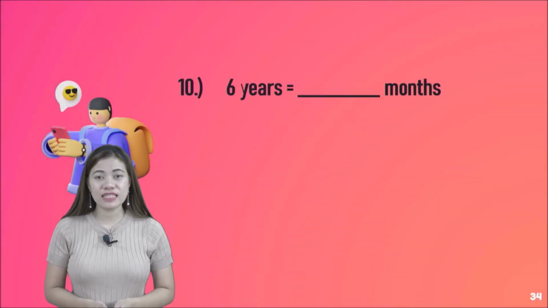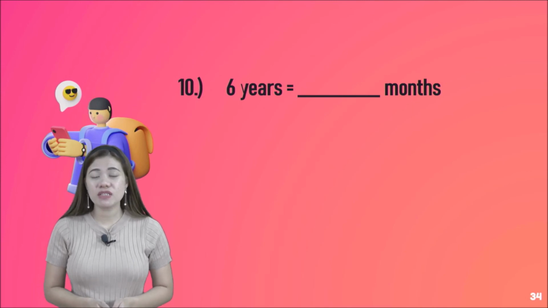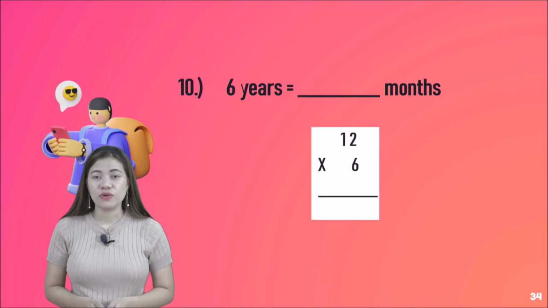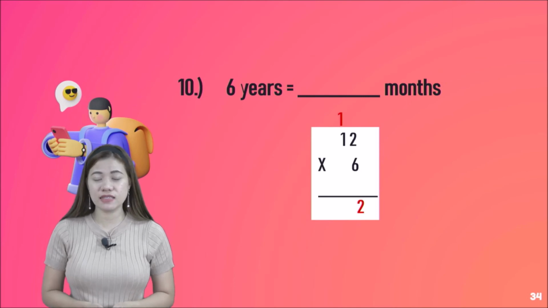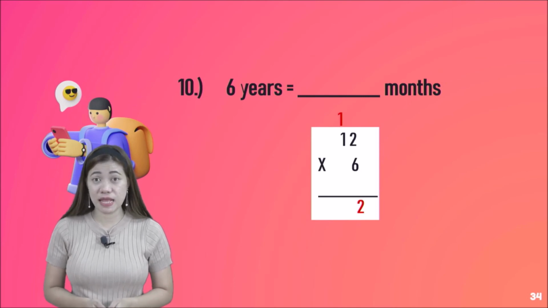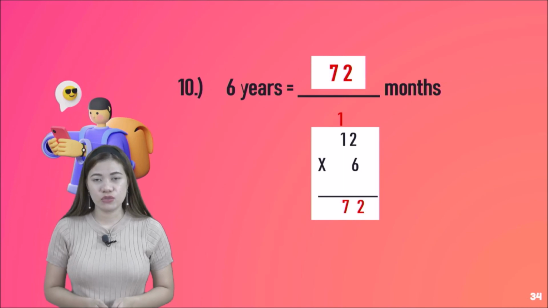And for the last question, 6 years is equivalent to blank months. How many months do we have in 1 year? We have 12 months. So here we will just multiply 12 times 6. So 6 times 2 is equivalent to 12, carry 1. And then 6 times 1 is equal to 6 plus 1. And our answer here is 72. So 6 years is equal to 72 months.